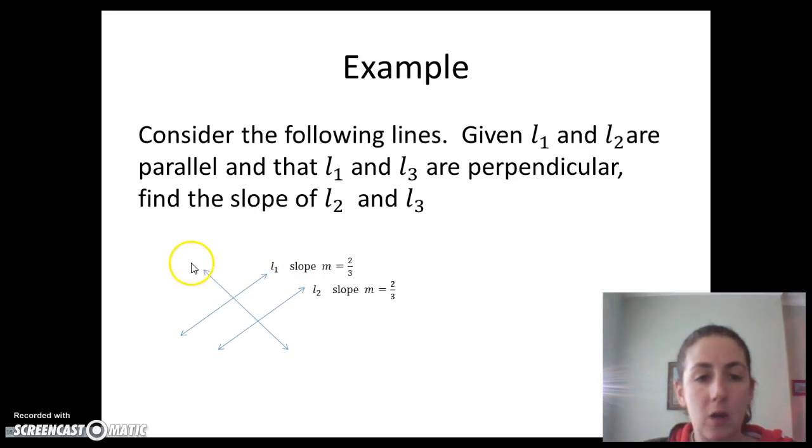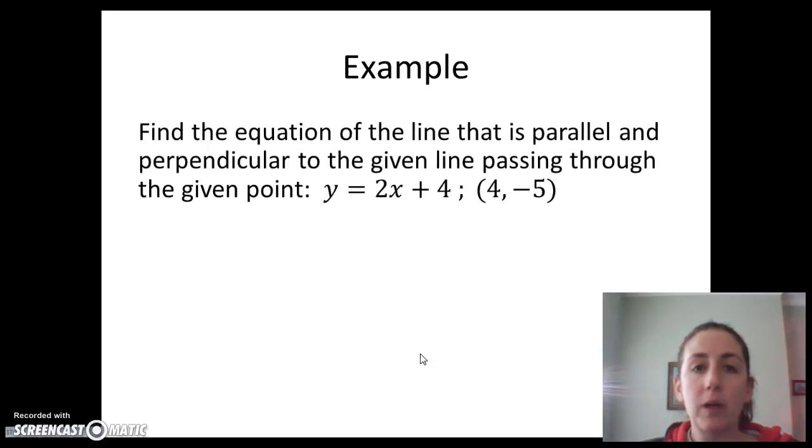And now let's find the slope of L3, the perpendicular one. Since it's perpendicular, it has opposite reciprocal. So since L1 is positive, then L3 would be negative, and the reciprocal of 2/3 would be 3/2. So the slope of the perpendicular line would be -3/2.